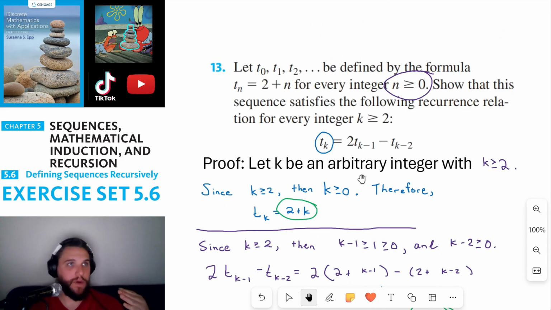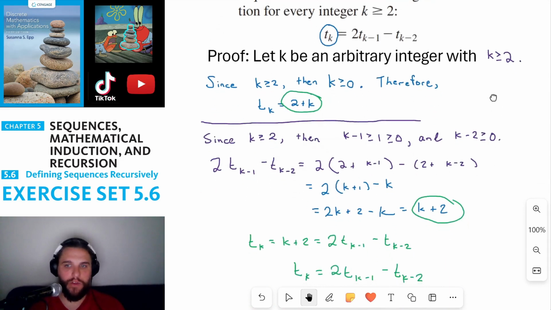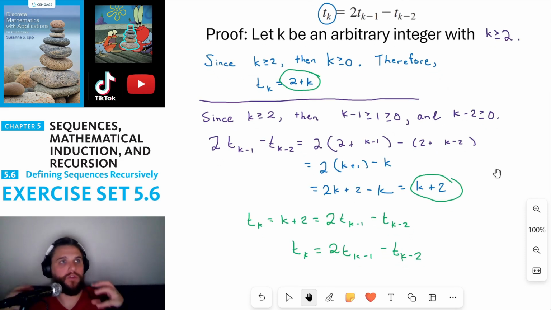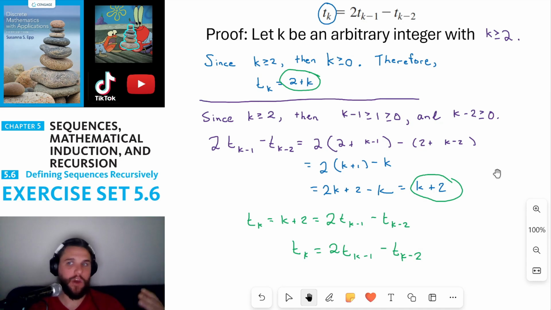Now, the important thing about this proof is that k is arbitrary. So k could have been 2, it could have been 3, it could have been 4, and we can go through this proof to show that this recursive definition holds. And so this proof is a generalized version of that. We're not just checking k equals 2 and k equals 3 and k equals 4. We're setting k as an arbitrary integer, and it's the arbitrariness that allows us to extend this proof universally to all integers greater than or equal to 2.